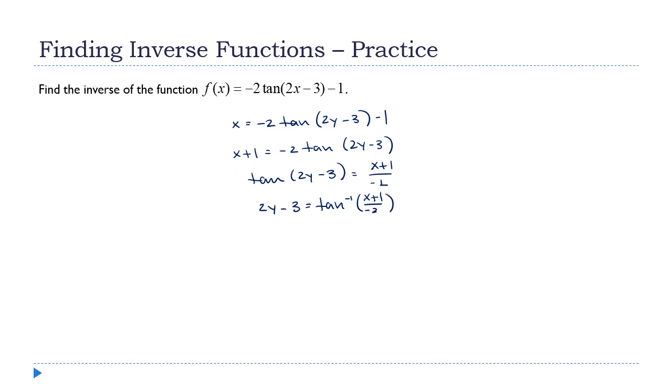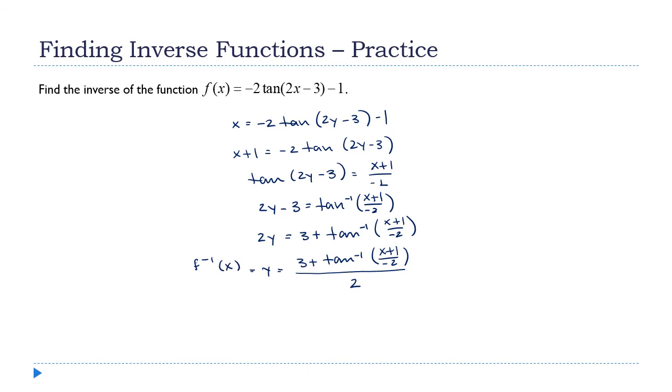Add 3 to both sides. 2y equals 3 plus the inverse tangent of that expression. And one more step, divide both sides by 2. y equals 3 plus inverse tangent of x plus 1 over negative 2, all divided by 2. And again, let's do what we were asked to do. We were asked to find the inverse, so I'll write it that way. And there you go. There's my answer.